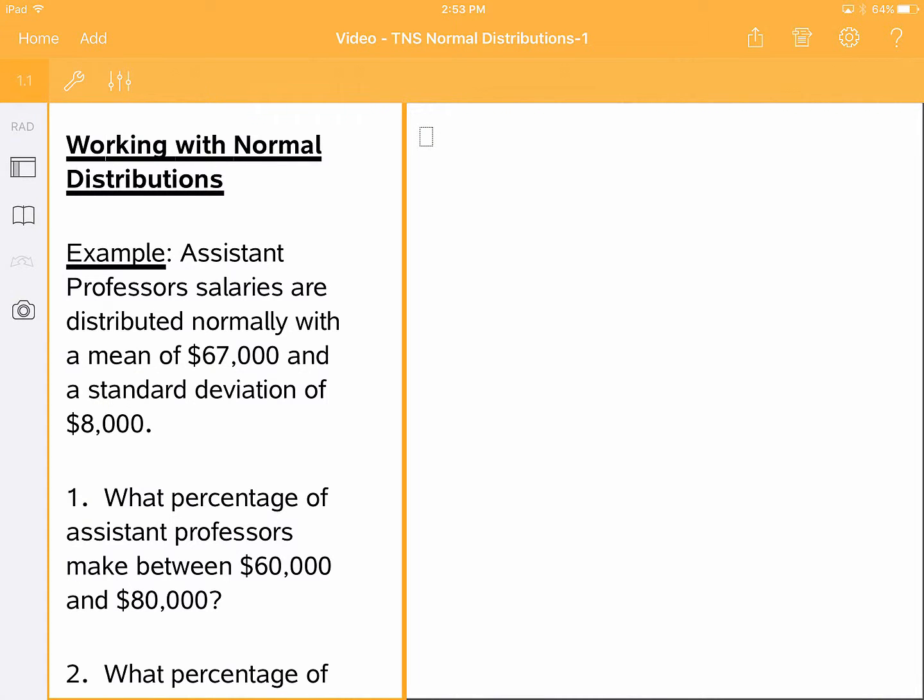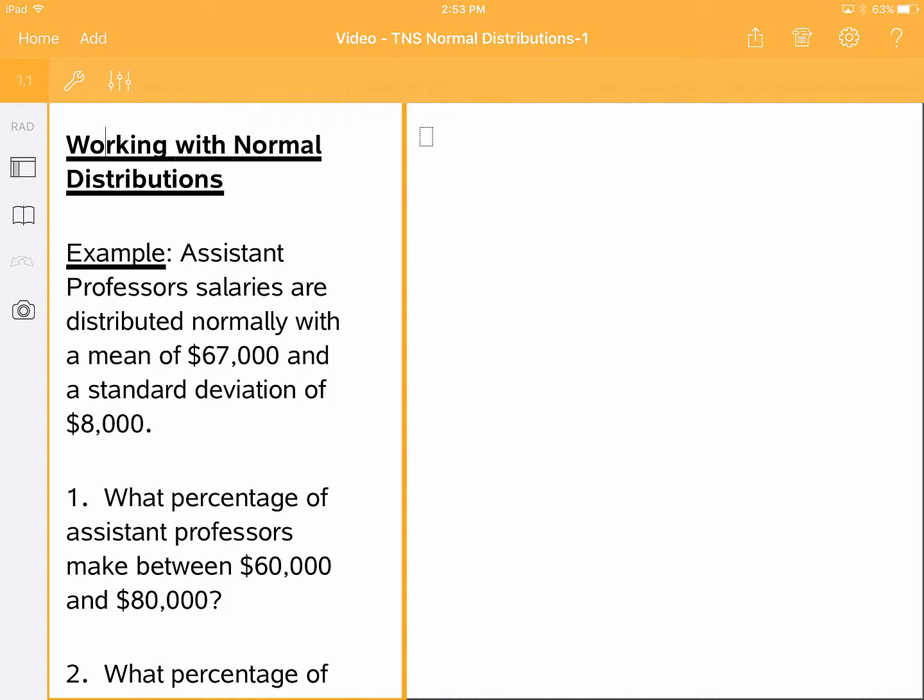Welcome to another podcast. In this episode, we're going to be taking a look at how to use the TI-Nspire calculator app to look at normal distributions and some of the problems associated with normal distributions.